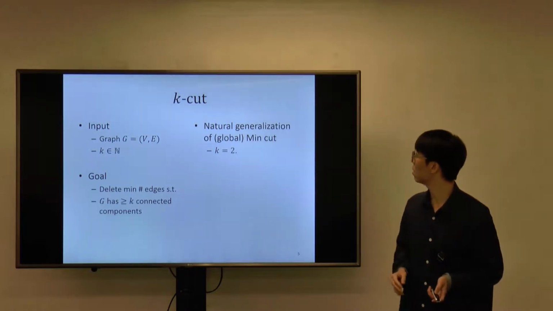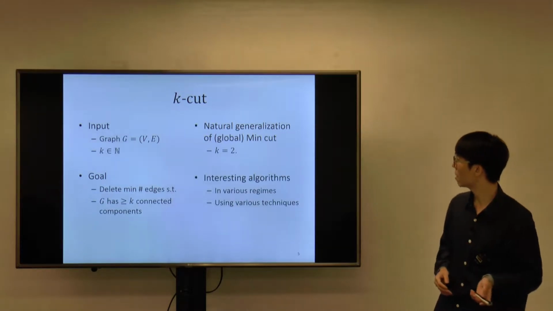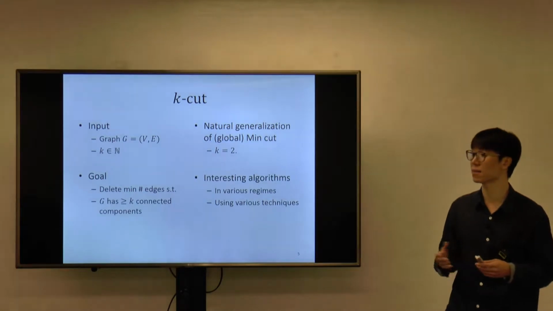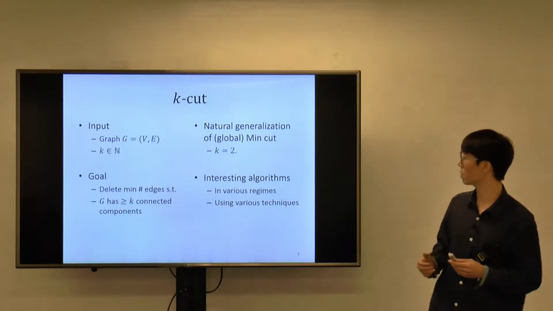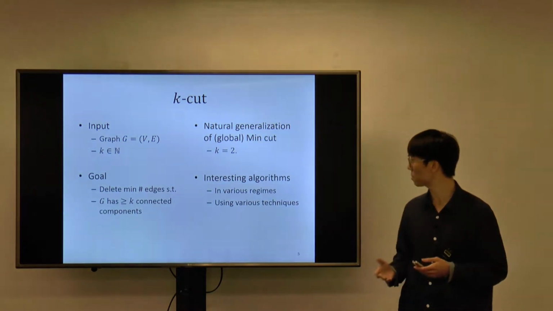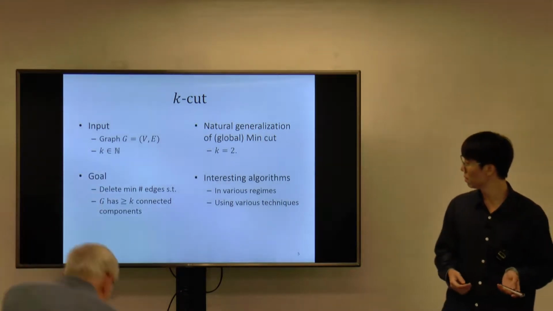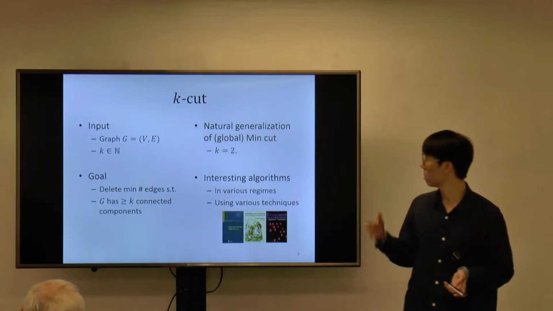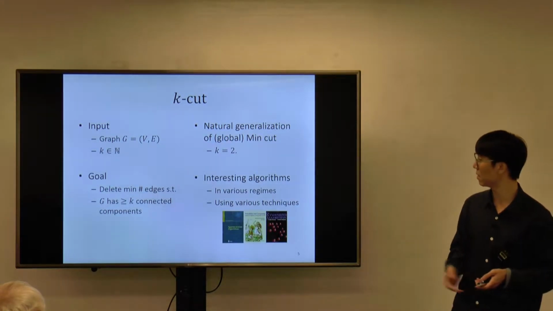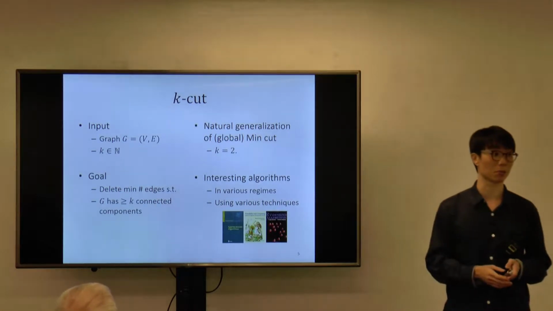As I said, this generalizes the global min cut when k is 2. One reason I like this problem is that it has been studied from many angles: approximation algorithms, randomized algorithms, or fixed parameter algorithms. All these algorithms use various techniques that come from various sub-areas of algorithms. For example, this problem was featured in the approximation algorithm textbook by Vazirani, and some randomized algorithms were featured in randomized algorithm textbooks as well.